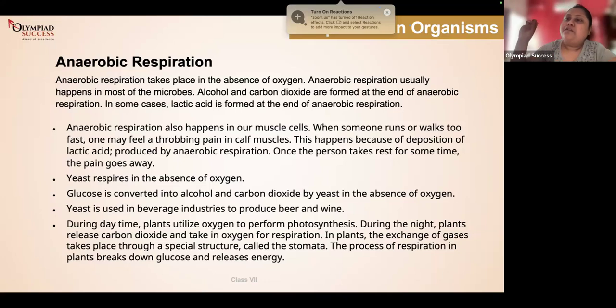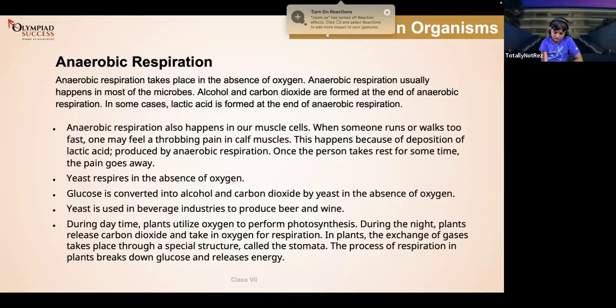Okay. Fermentation is a property of yeast. During fermentation, alcohol and carbon dioxide are produced. And this fermentation is happening in absence of oxygen. Clear? In our body also anaerobic respiration takes place.